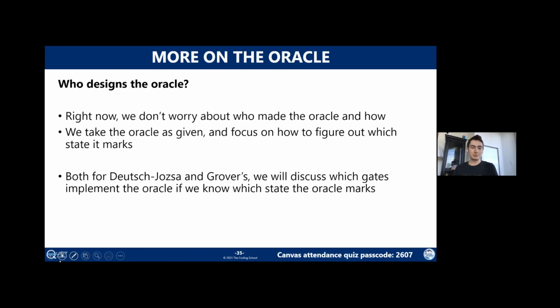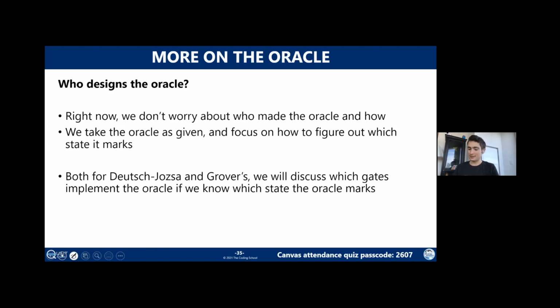So in the past couple of labs, we've kind of just said, don't worry too much about how we make the oracle, right? We've told you how to do it in some specific cases, but oftentimes those were a little bit contrived because constructing the oracle required knowledge of the solution to the problem, right? Which doesn't help too much. For both Deutsch-Jozsa and Grover's, we discussed which gates implement the oracle if we already know the state that the oracle marks. But that was kind of like circular reasoning, because if we already knew the state that the oracle was going to mark, then we already knew the solution to our problem.